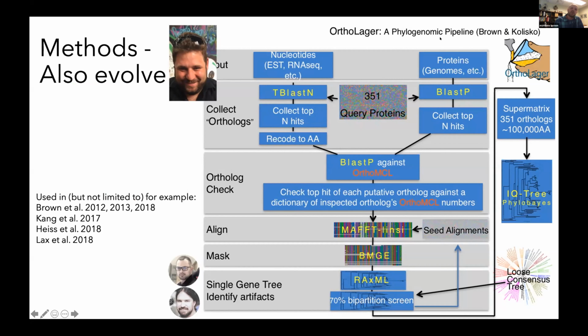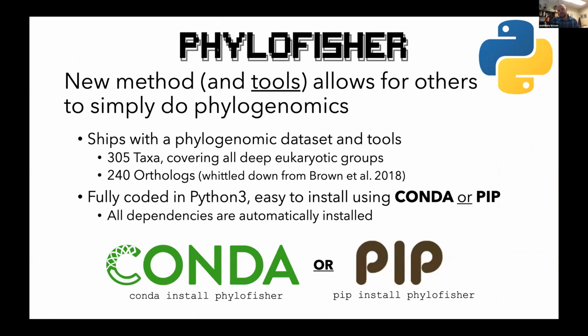a tool that we called OrthoLogger, and it's this phylogenomic pipeline. We never really published it and made it super widely available, though it was available to people if they contacted us. I won't really go through that, but it has been used in lots and lots of publications, and lots of, I would say, important publications. But PhyloFisher is a little bit different.